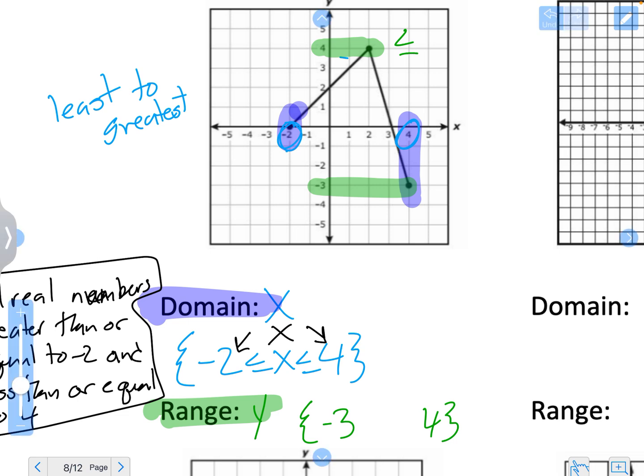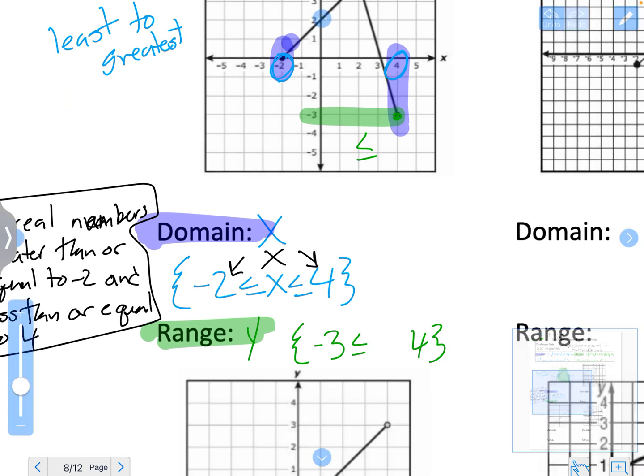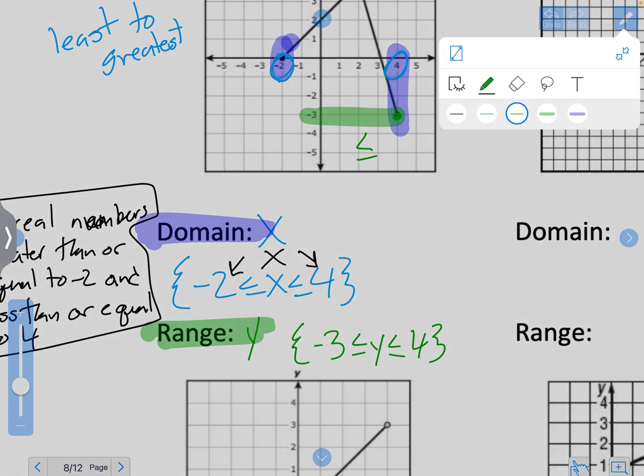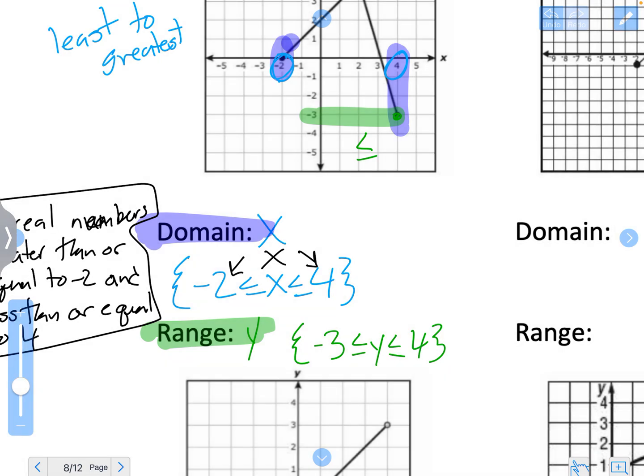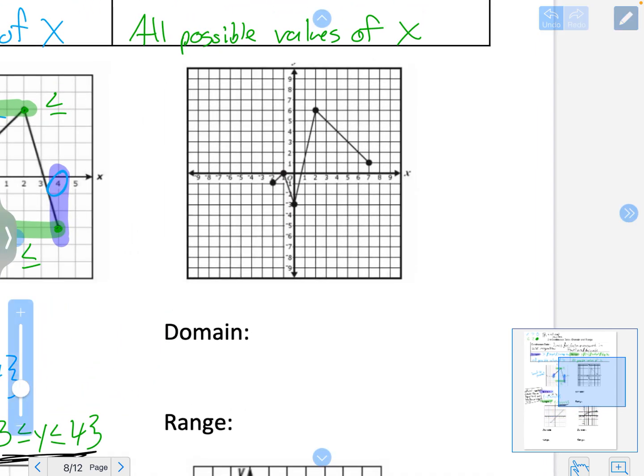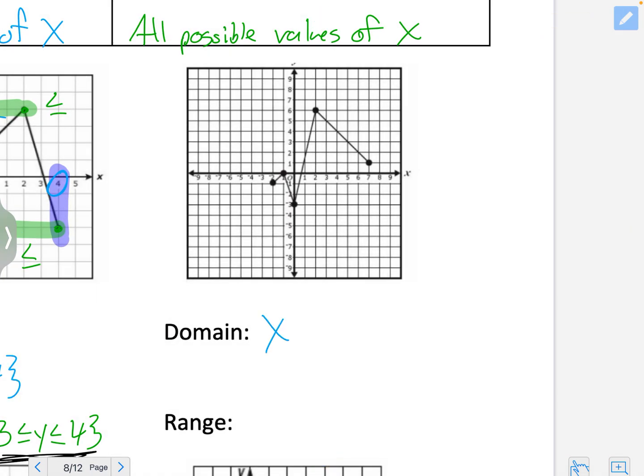I'm going to use less than or equal to because it's a filled in dot. So -3 is less than or equal to y, which is less than or equal to 4. So again, our words are all real numbers greater than or equal to -3 and less than or equal to 4. And so those are the words that go with that statement there. All right, so let's look at another one. So again, domain is our x, range is our y.